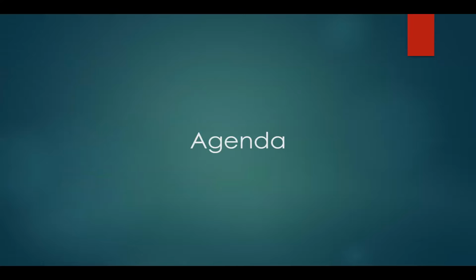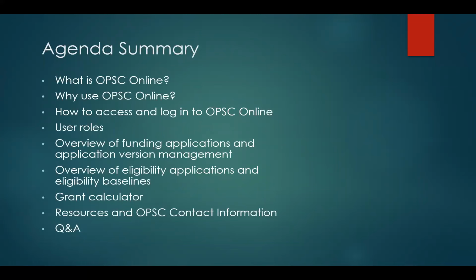Okay, so now I'll go over the agenda for this workshop. First, we'll discuss what OPSC Online is and why you should use it. I'll show you how to access the system and I'll go over account setup. We'll also talk about the different types of roles you can have in the system. Then I'll briefly go over funding applications and application version management, and I'll discuss eligibility applications and how to navigate eligibility baselines. Then I'll go over the OPSC grant calculator, and after that, I'll share some resources and other contact information. And then lastly, we'll have a Q&A at the end.